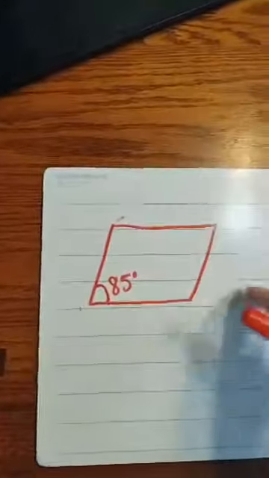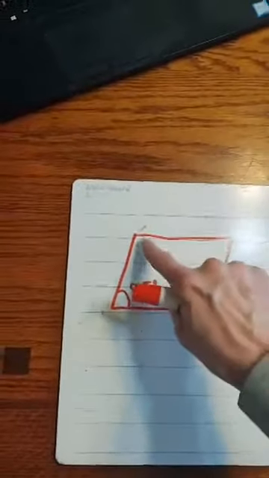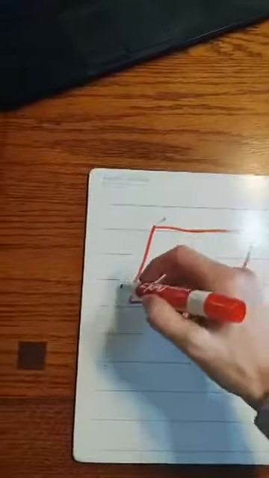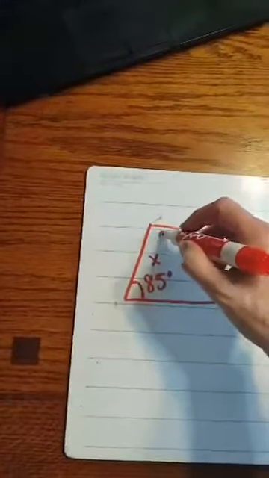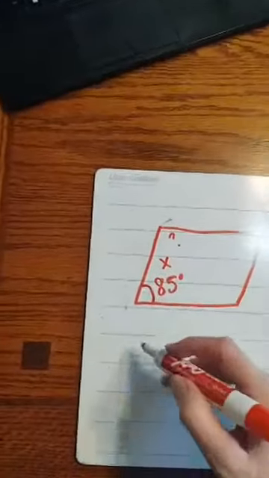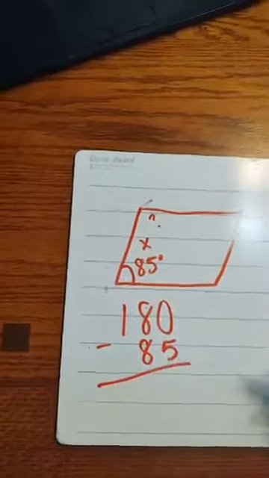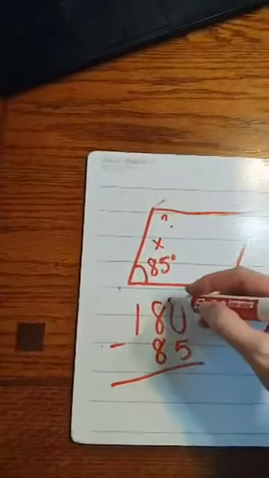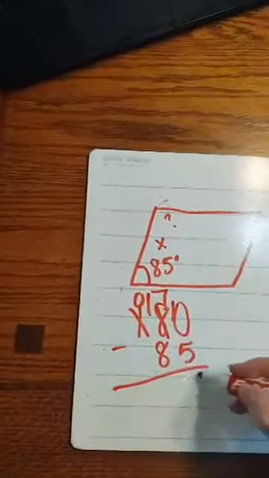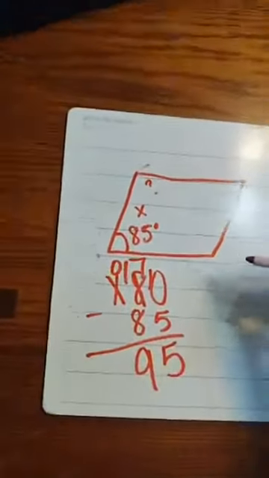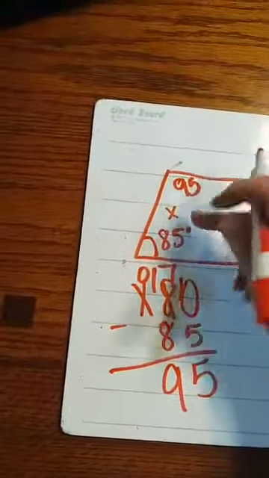I know these are all going to add up to 360. And I know these two right next to each other are going to add up to 180. So if I want to find out what this adjacent one is next to it, this one plus this one, that's a question mark, add up to 180, I can easily take 180 and subtract 85 to find out what this angle is. So I borrow, and I find out that this angle over here is 95.